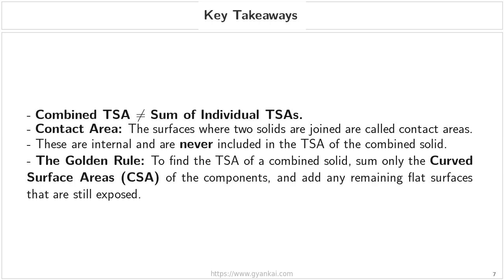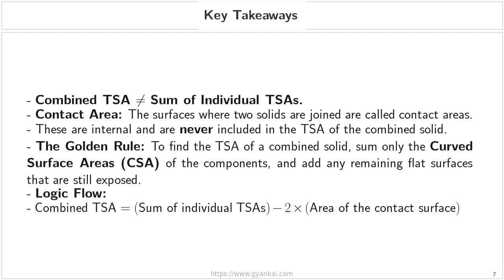This leads us to what I like to call the golden rule for geometry problems. When you are faced with a complex, combined shape, do not blindly reach for the standard TSA formulas. Instead, look at the object and sum only the curved surface areas of the components, and then add any remaining flat surfaces that are still exposed to the outside.